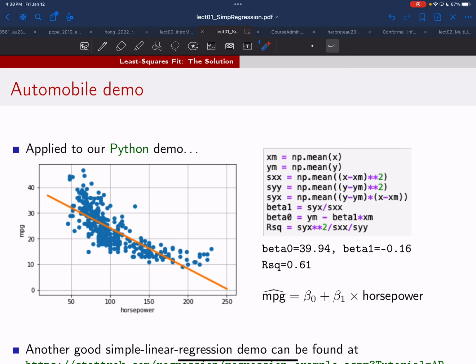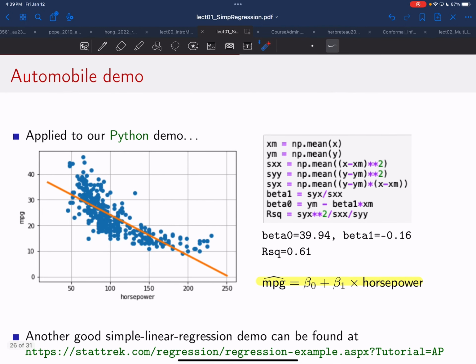And so finally, this is the prediction we're doing. We're saying our approximation of miles per gallon is some shift plus some beta 1 times horsepower. And it's maybe interesting, whatever the horsepower is, you multiply by minus 0.16 and add 40, and that's this rough approximation.